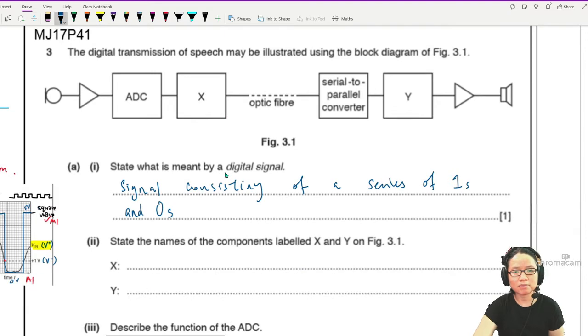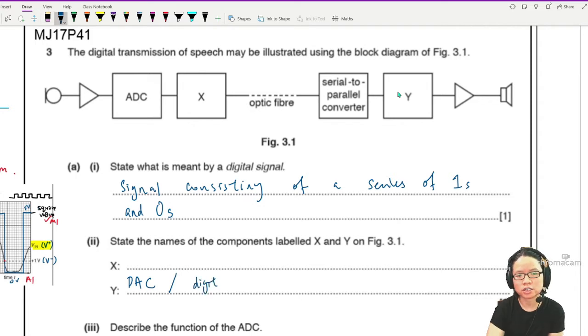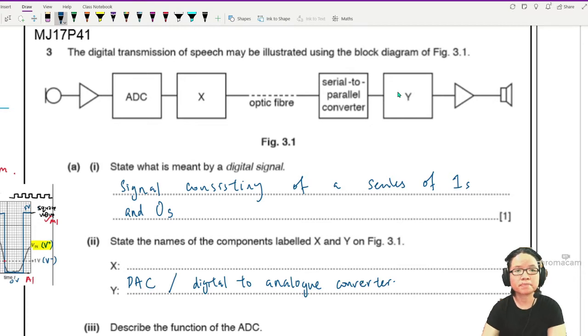Okay, state the names of the components labeled X and Y. All right, so you just flip it opposite. If this one is ADC, this will be DAC. So you can call this the DAC, or if you are feeling paranoid, you can call this the digital to analog converter. Okay, so again, X will be the opposite of this box. So if this is serial to parallel, this one will be parallel to serial.